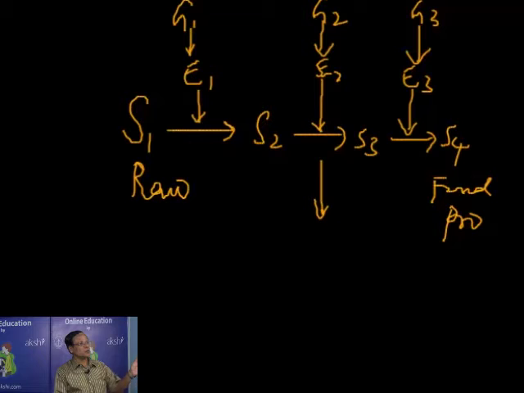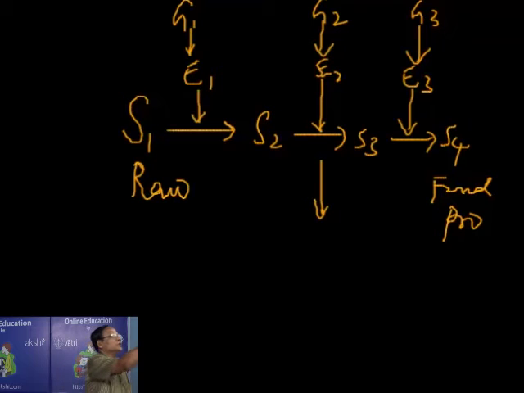A stepwise conversion of one substance into another, leading to the formation of the final product. So in between we have a number of intermediate products. Each enzyme is specified by a particular gene. And because of some changes in the gene, what will happen, a particular enzyme will not be produced, or a defective enzyme is formed, so that the particular enzyme is unable to convert a particular substrate into another substrate.